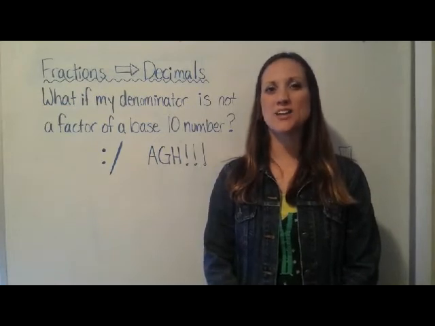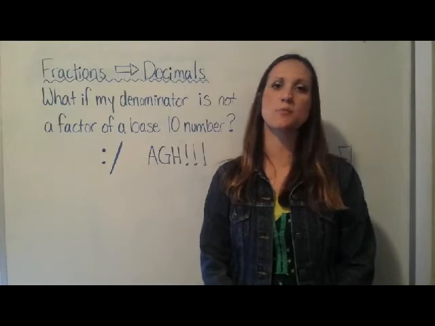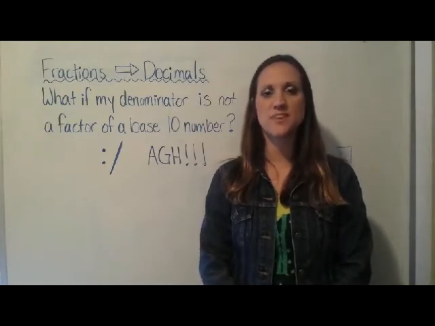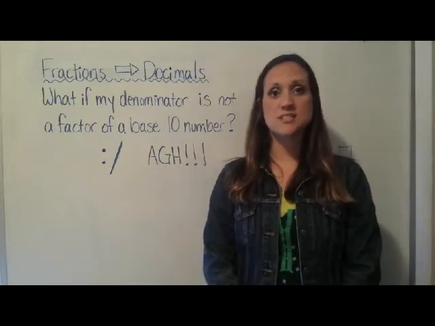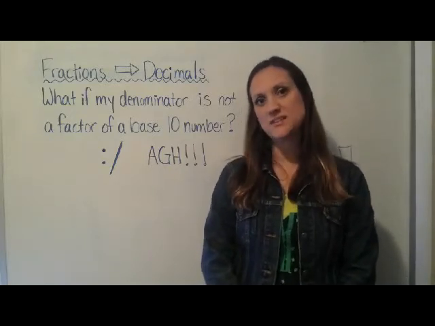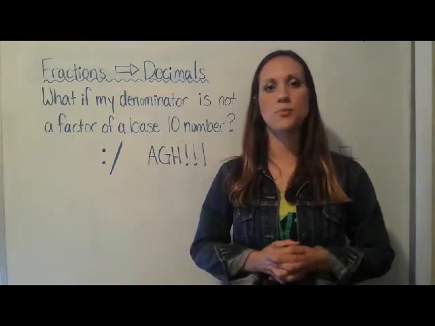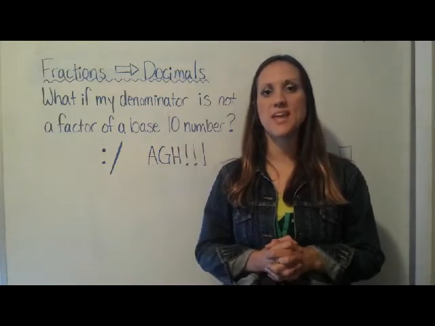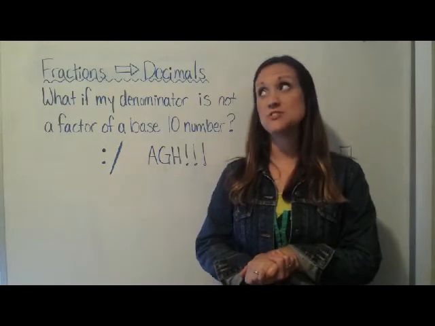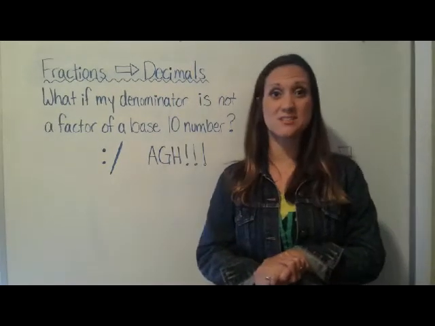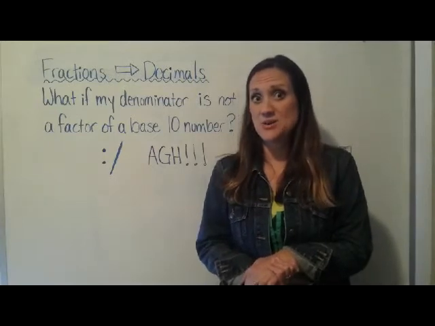In our Remember When, we reviewed how we have learned that fractions and decimals are just different representations of the same number. Then we discussed how we can change any fraction to a decimal by making the denominator a base 10 value, and then simply placing a decimal point with the numerator's value, and it makes a decimal. Today we're going to talk about what to do if my denominator is not a factor of a base 10 number. I have no idea what to do.